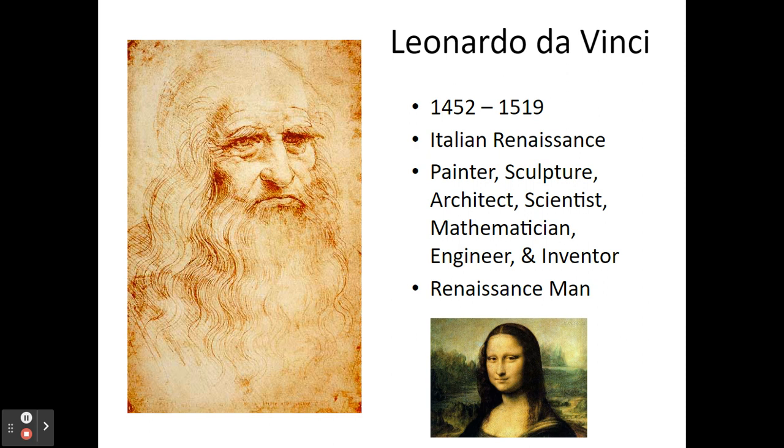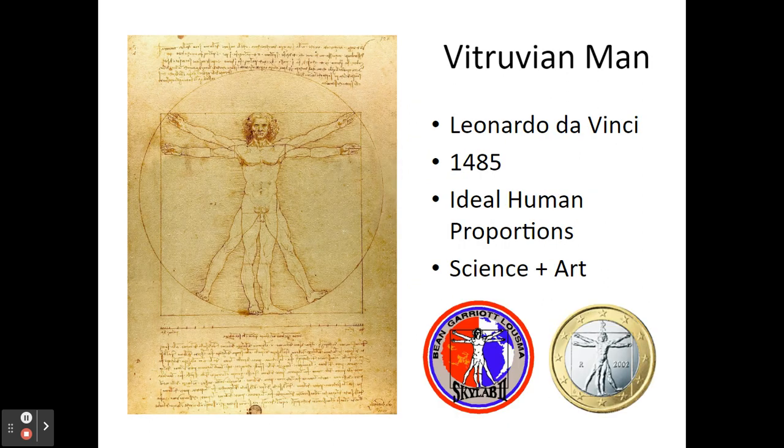Leonardo da Vinci was a famous artist who was born in 1452 and died in 1519, and he was a part of the Italian Renaissance. He was known for a lot of different things, which include painting, sculpture, architecture. He was also a scientist, mathematician, engineer, inventor, and he was known as being a Renaissance man, which is a person who has a variety of different diverse skills. He was known for doing a lot of different things. One standout thing was painting the Mona Lisa, but what we're focusing on today is his sketch of the Vitruvian Man.